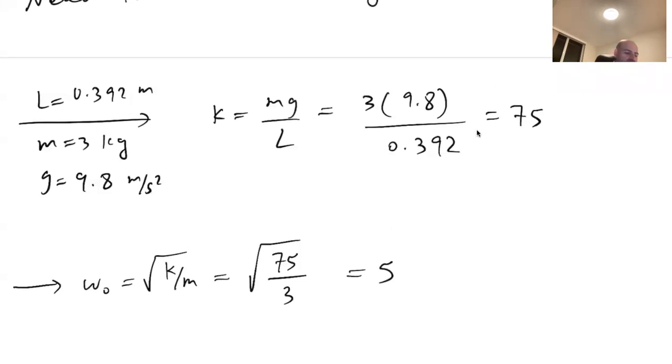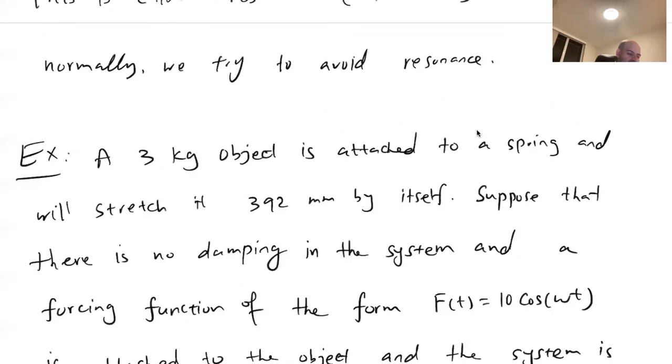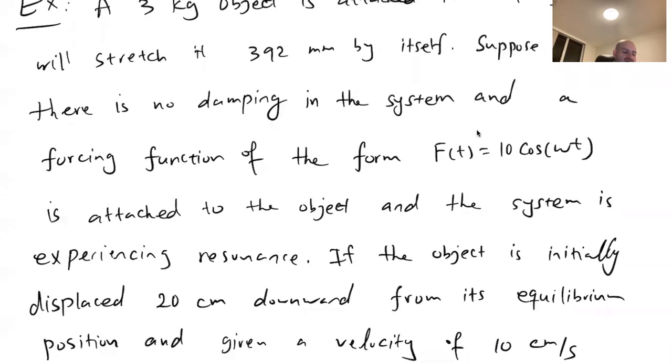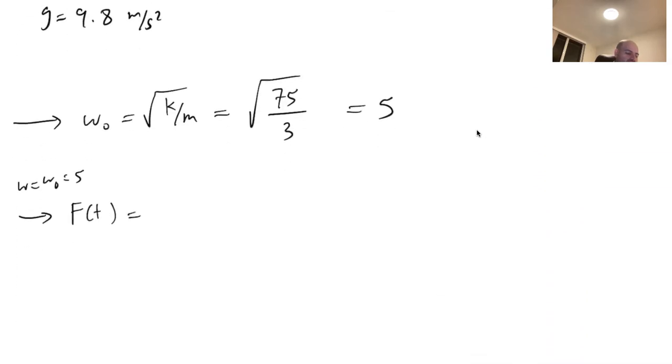And therefore f of t, omega is equal to omega naught, which equals 5. Remember, f of t was 10 cos omega t, but because we have resonance, omega is the same as omega naught, and omega naught is 5. So the f of t is 10 cos 5t.